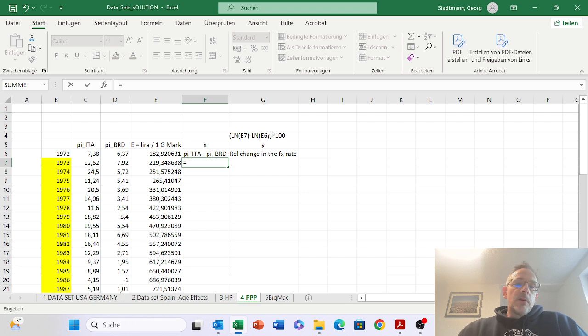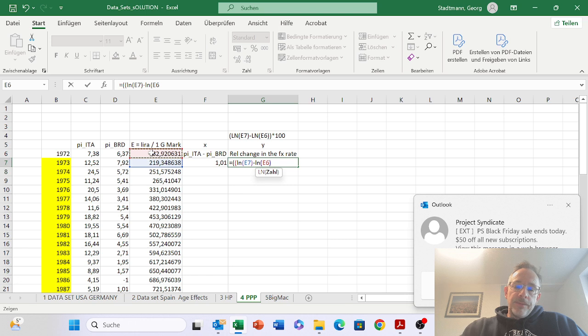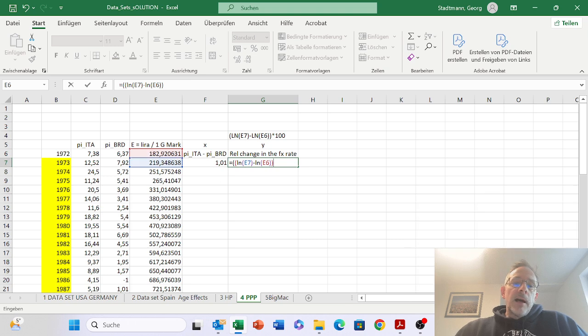In a first step, we have to compute the inflation differential. So this one minus that one, this is the inflation differential. And the relative change in the exchange rate can be computed as follows. I'm using this formula here, the natural log of this number minus the natural log of this number here. I close the brackets, and then I multiply through by 100.